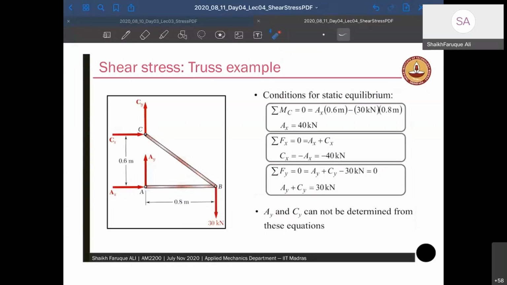Otherwise, you can find the reaction forces at these two joints. You can use the static equilibrium condition. So you see MC comes out to be, AX to be 40, and CX is equal to minus AX, which is equal to 40, and AY plus CY is equal to 30 kN. Now AY and CY cannot be determined from this equation because there are 4 unknown forces, and you can have only 3 equilibrium equations. So you cannot solve it. It's an indeterminate problem. So you have to start solving from this joint. If you start solving from that joint, it's a determinate problem, and you can solve these two. Once you know this force, you can know these two forces and these two forces.